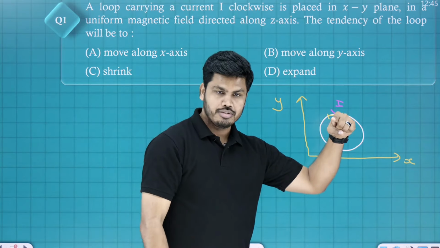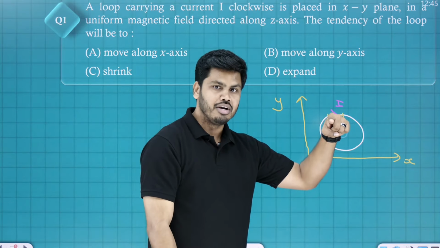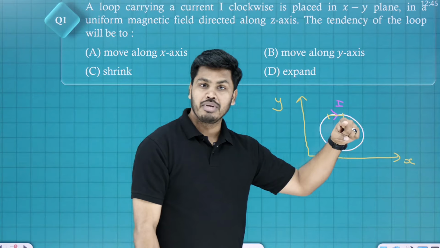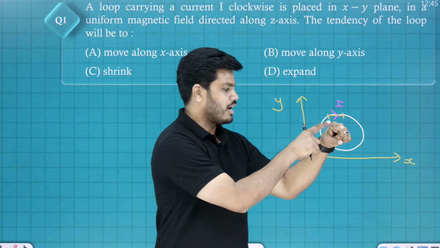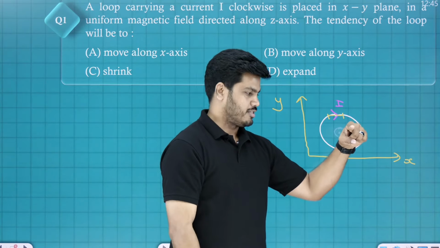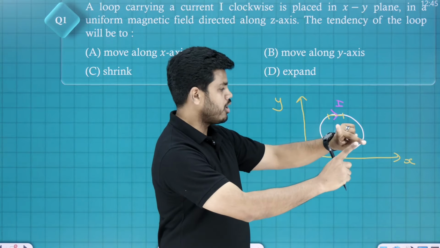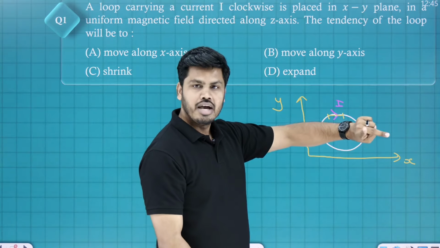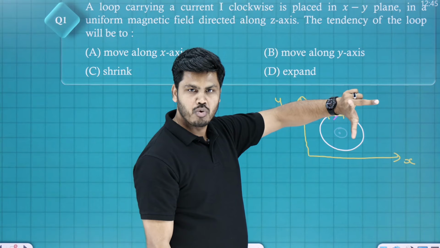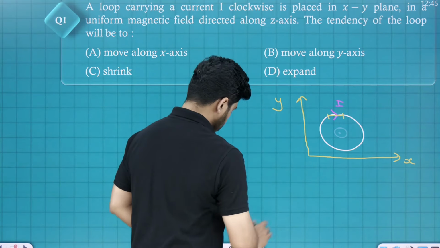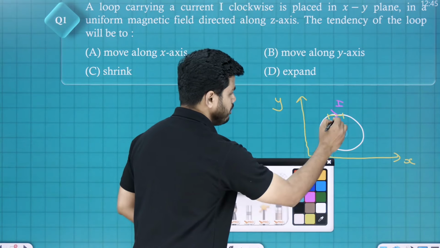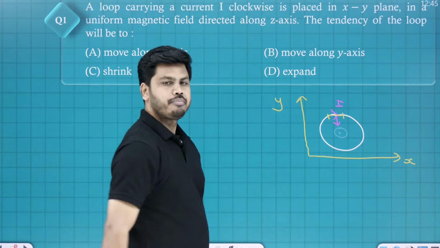Magnetic field is out. The index finger is along the direction of the magnetic field. Fleming's left hand rule we are going to apply. Yes, the magnetic field is along the Z axis, and the direction of current is towards my left. Then what about the direction of the force acting on that particular element? The force acting on that line element will be just in the downward direction.